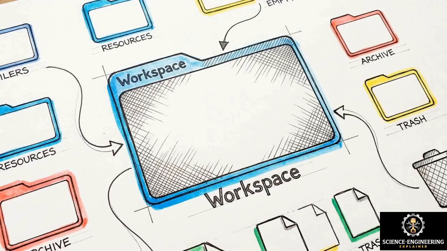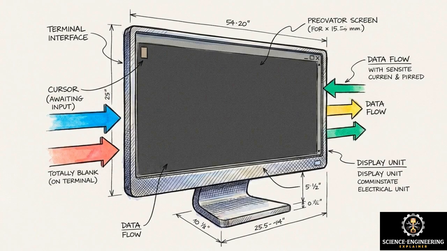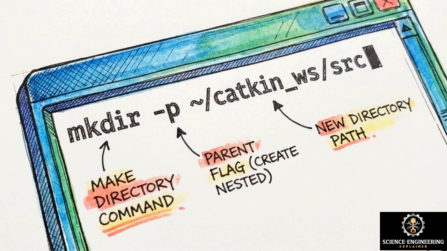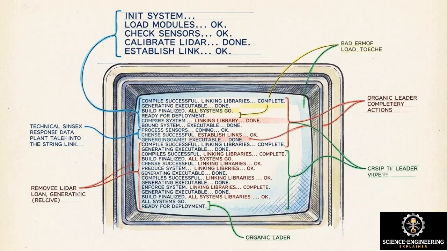We begin by setting up a dedicated compilation directory. Open your terminal and create the folder structure by typing mkdir -p ~/catkin_ws/src, then move into that directory. Initialize the space by running catkin init workspace. Then move back to the root folder with cd ~/catkin_ws and run catkin_make to generate the environment.